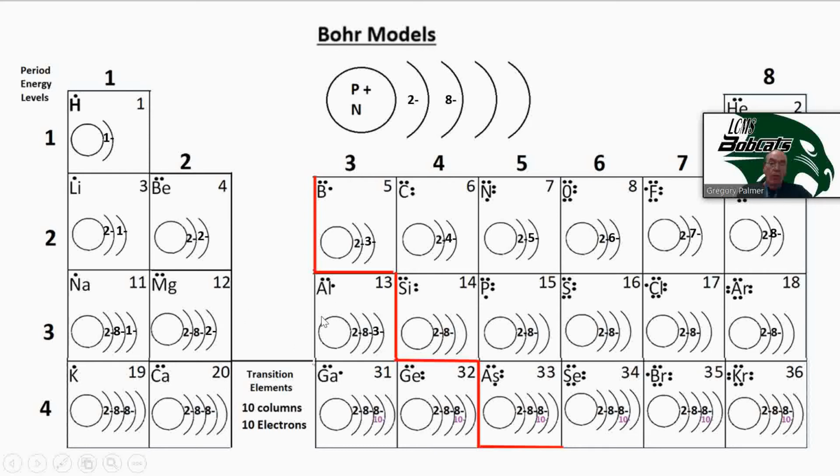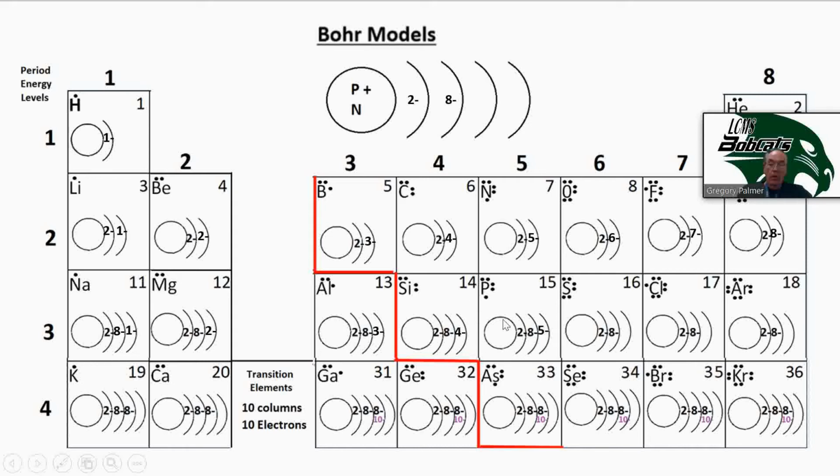Aluminum should have 1 more electron than magnesium did. 2 plus 8 is 10, plus 3 is 13. That balances out as 13 protons. 3 dots represent these 3 valence electrons. Silicon should have 1 more electron, so it does. It has 4. It's a total of 14 electrons now. 4 valence electrons are represented by the 4 dots.